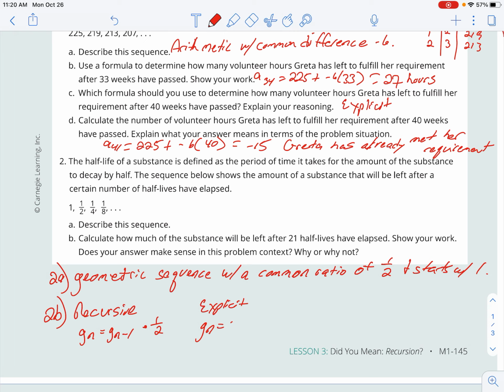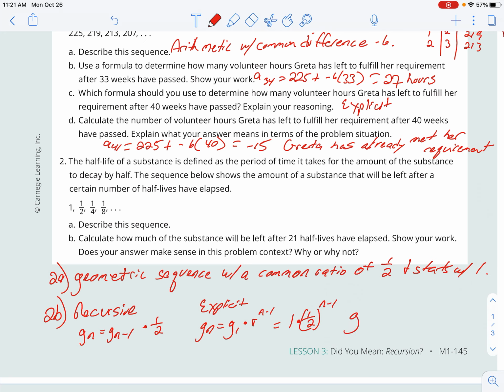The explicit formula, as we were doing today, is always the first term times the common ratio to the n minus 1, which in this case, the first term is 1, times the common ratio, which we found to be a half, to the n minus 1. So that's the explicit formula we would use for this entire problem.